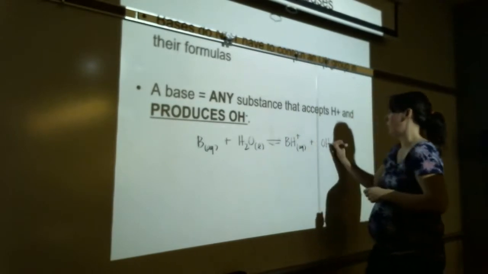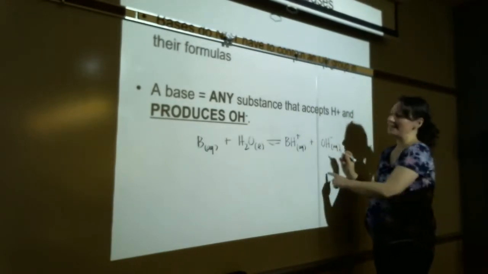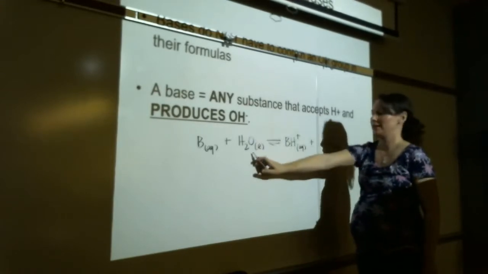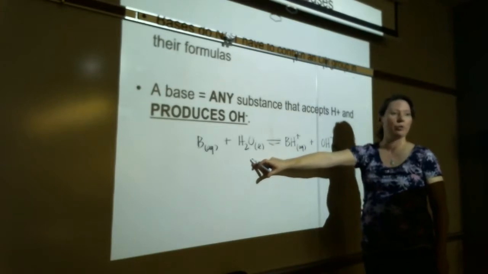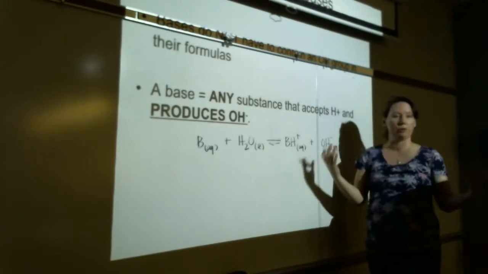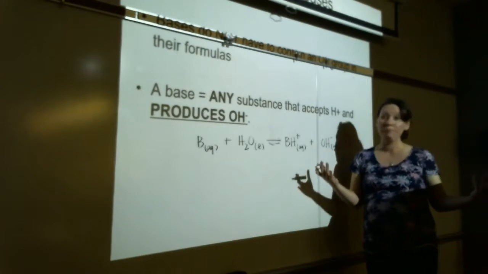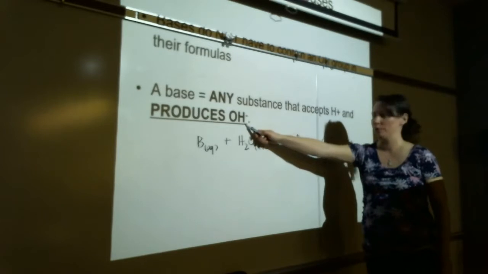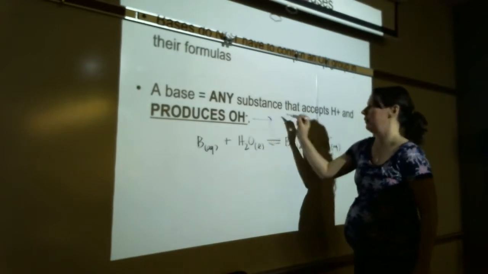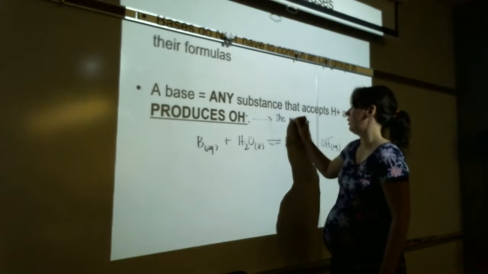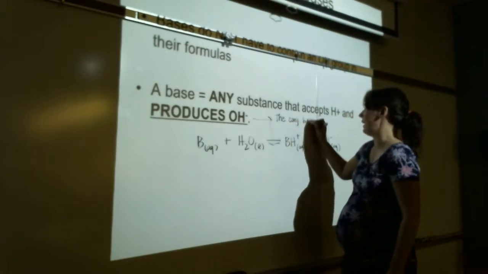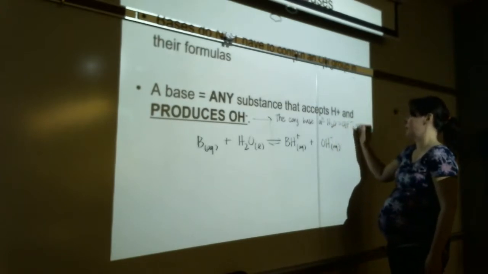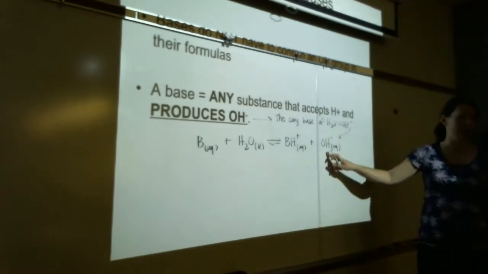And the OH- isn't coming from the base. It's coming from the water, right? So when you were in high school, you probably learned bases produce OH-, and that's true, but technically, it's not the base itself that produces OH-, it's the water, okay? The conjugate base of H2O is OH-. That's what's producing the OH-, okay?